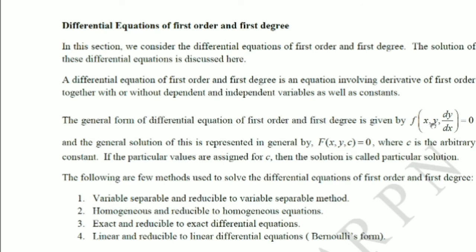Now we know that the general form of a differential equation of first order and first degree is given by f of x comma y comma dy by dx. That equation contains the independent variable x, the dependent variable y, and the derivative of first order and first degree. The general solution of this differential equation is given by f of x comma y comma arbitrary constant c is equal to 0. This solution is called the general solution, and if we give a particular value for the arbitrary constant c, then this solution is called a particular solution.